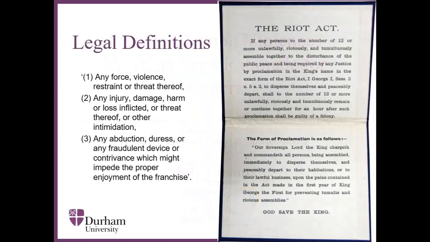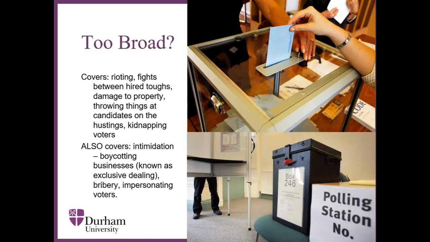For instance, the 1854 Corrupt Practices Act definition of undue influence was: 1. Any force, violence, restraint or threat thereof. 2. Any injury, damage, harm or loss inflicted or threat thereof or other intimidation. And 3. Any abduction, duress or any fraudulent device or contrivance which might impede the proper enjoyment of the franchise. Now this covers rioting, fights between hired toughs, damage to property, throwing things at candidates on the hustings, kidnapping voters and the like. However, it also covers things which should be considered as intimidation rather than outright violence.